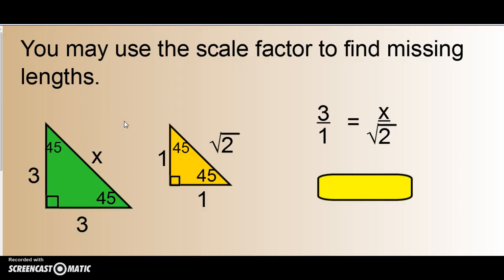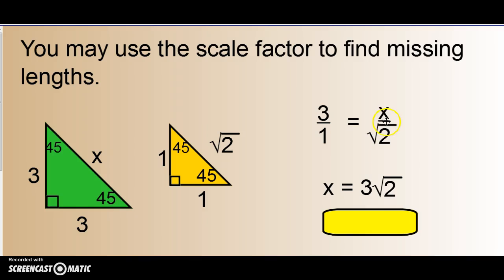All right, so because of that similar ratio, you can use a scale factor to find a missing length. So in your student work, if you're asked to find one length and you say, I don't know how to do that, remember that any similar polygon can have a ratio of sides to find the missing length. So we would say 3 is to 1 as x is to the square root of 2. And then when you just crisscross multiply, you would get x, so 1 times x is 3 times the square root of 2.